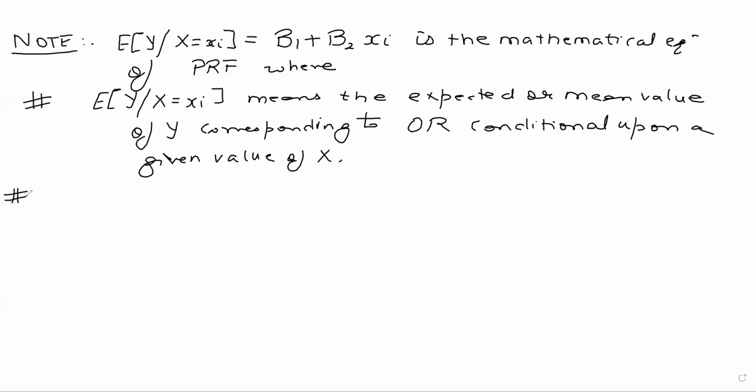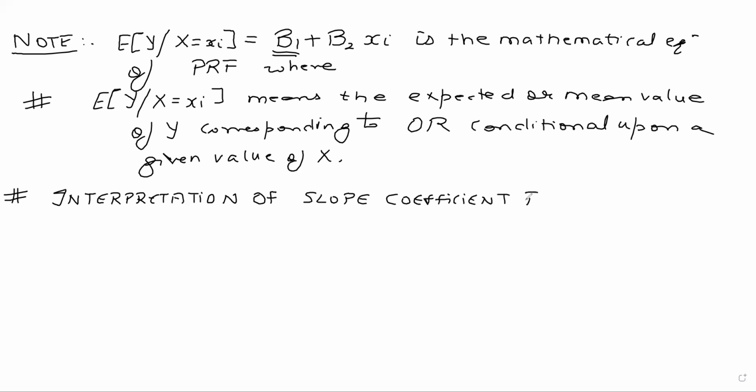Now all of us can write interpretation of B2. How do I interpret B2? Guys, the intercept term has no economic meaning. Basically, what does B1 mean? It is the mean or the average value of y when xi is equal to 0. The intercept term has no economic meaning, but what is the interpretation of the slope coefficient B2?